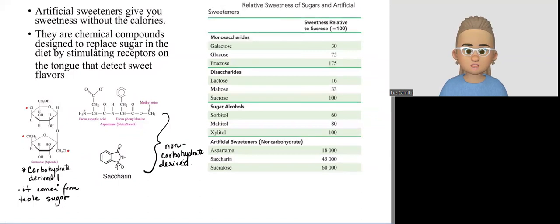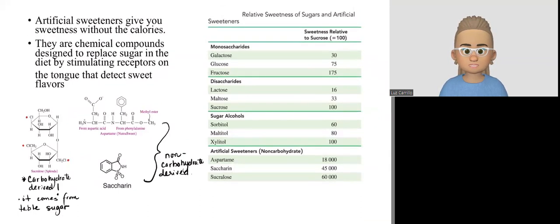Now, how sweet are these artificial sweeteners? Well, let's compare them to other carbohydrates that we have at least heard of so far. So in this table, what we have is just relative sweetness of sugars and artificial sweeteners. What you need to see here is that this relationship assumes that table sugar, or in other words, sucrose, gets a value of 100. And then relative to that value of 100 that sucrose has, we're going to see how sweet things are on this scale.